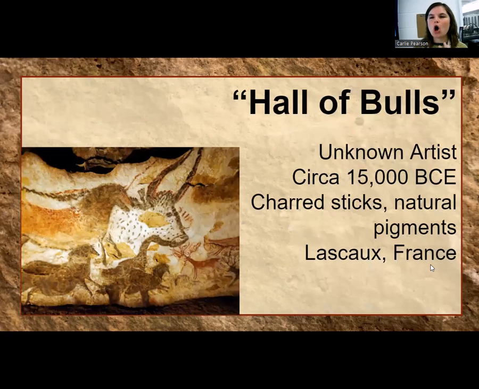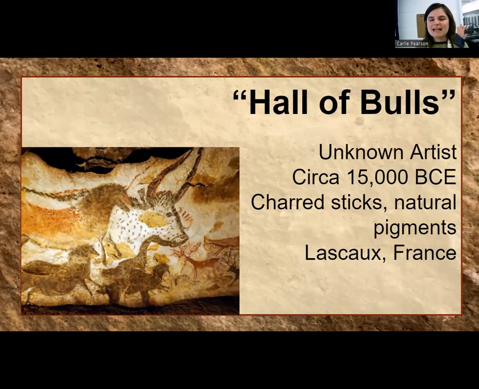Next, let's look at Hall of Bulls. So again, this is the title we've given it. We don't know if it ever had a title or what the title would have been. This is by an unknown artist, possibly many artists. And this was made about 15,000 BCE. So again, we don't know exactly when it was made, but about that time frame. So maybe a little bit closer to us than Venus of Willendorf.